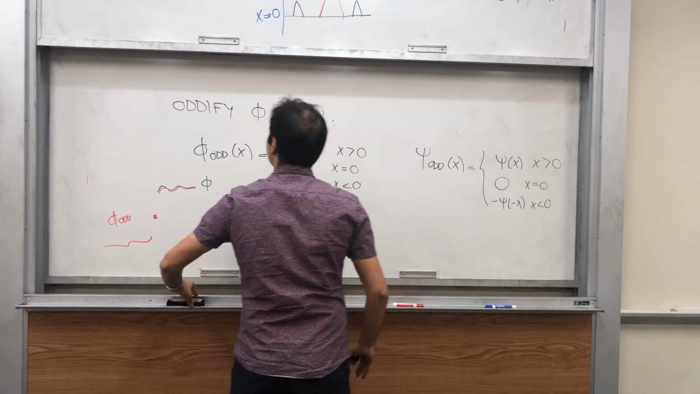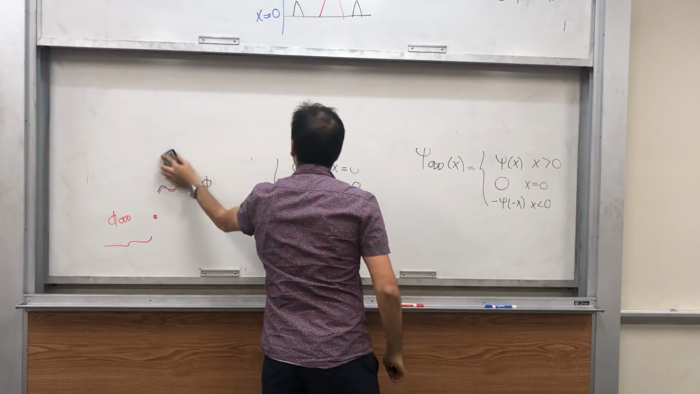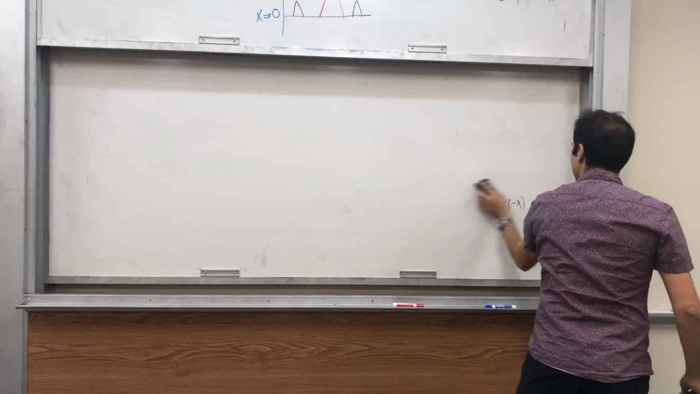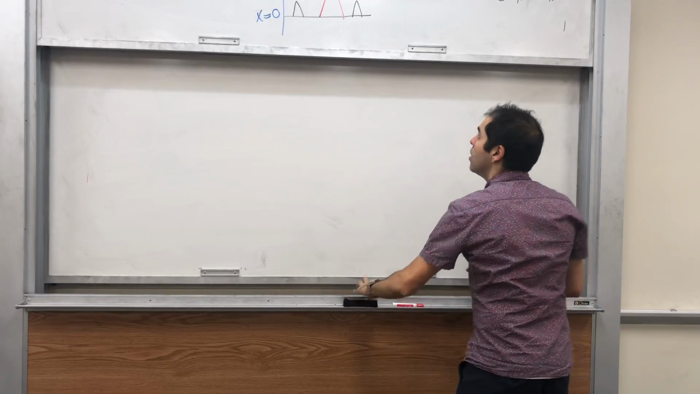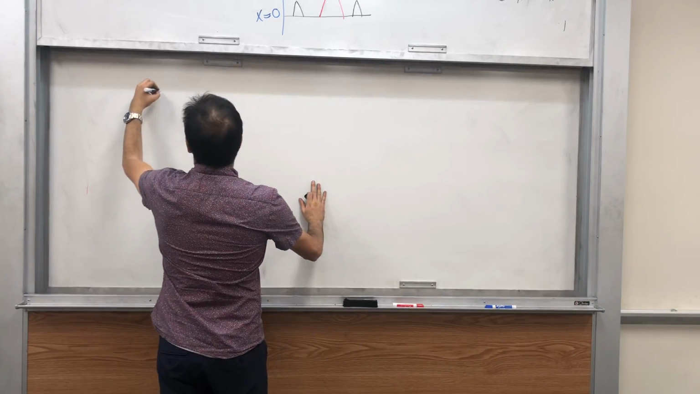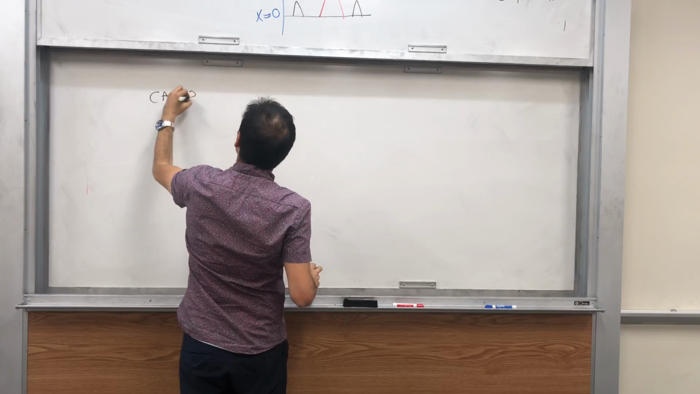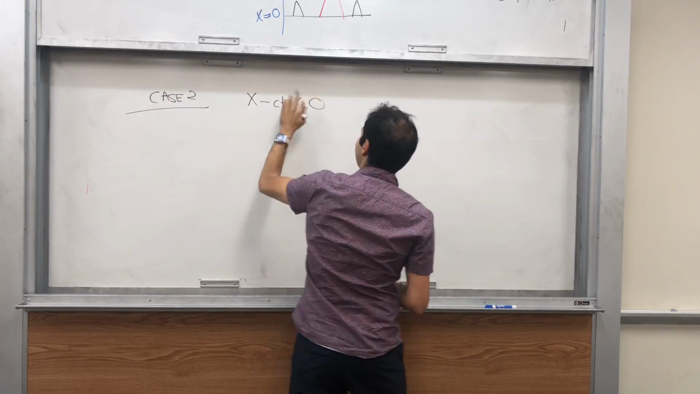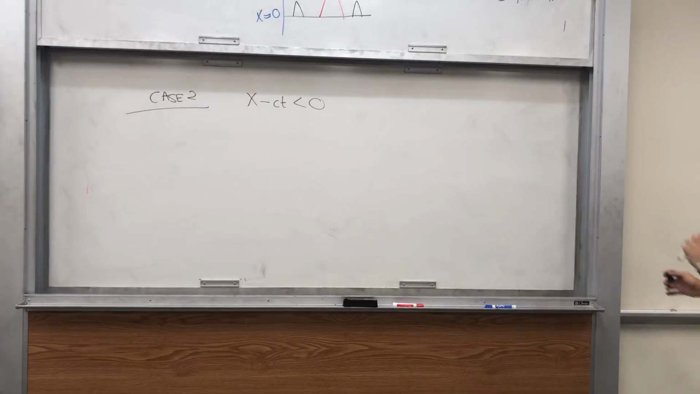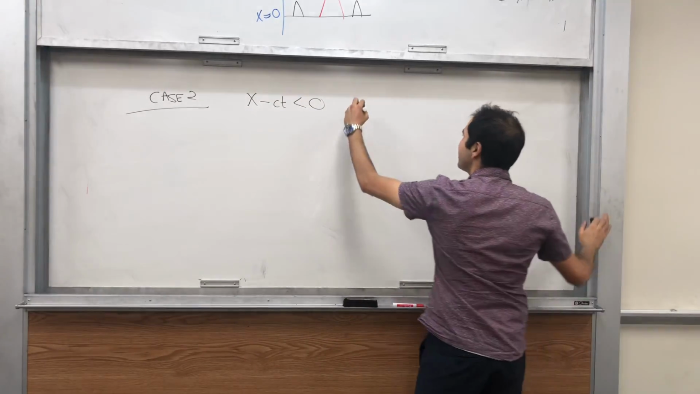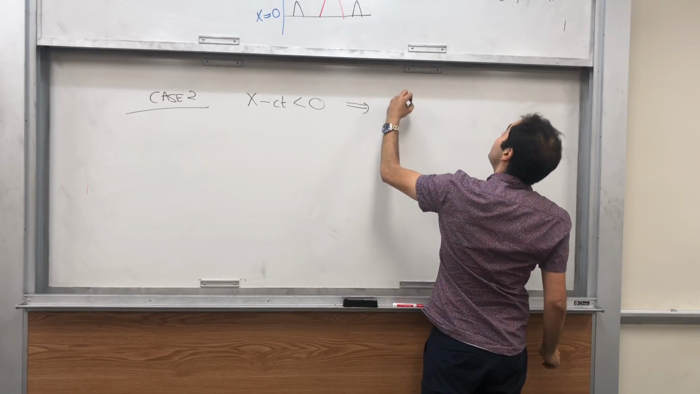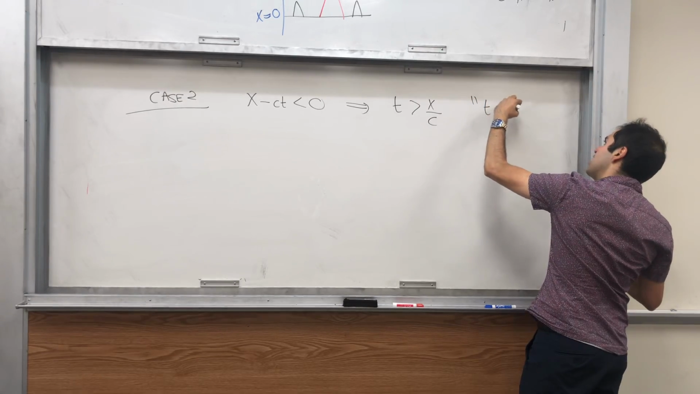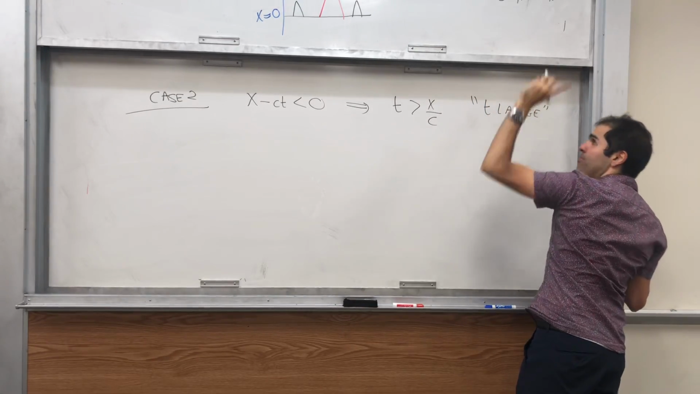Now, the interesting thing is if time becomes large. So case 2: x minus ct is negative. I'm not going to do the case equals 0. You can work it out. It's not very interesting. Then that means t is greater than x over c. So time is large. Then we get something new.